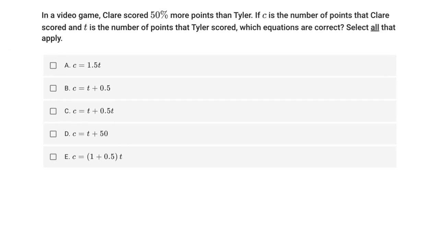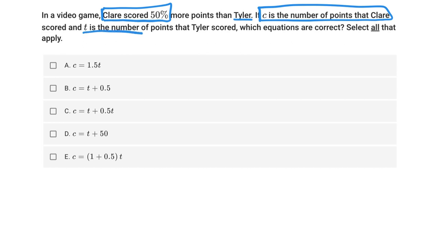This next problem actually does want an equation. It says, in a video game, Claire scored 50% more points than Tyler. If C is the number of points that Claire scored, and T is the number of points Tyler scored, which equations are correct? And we're going to select all that are true. So Claire scored 50% more than Tyler. So Tyler is our original, the OG.